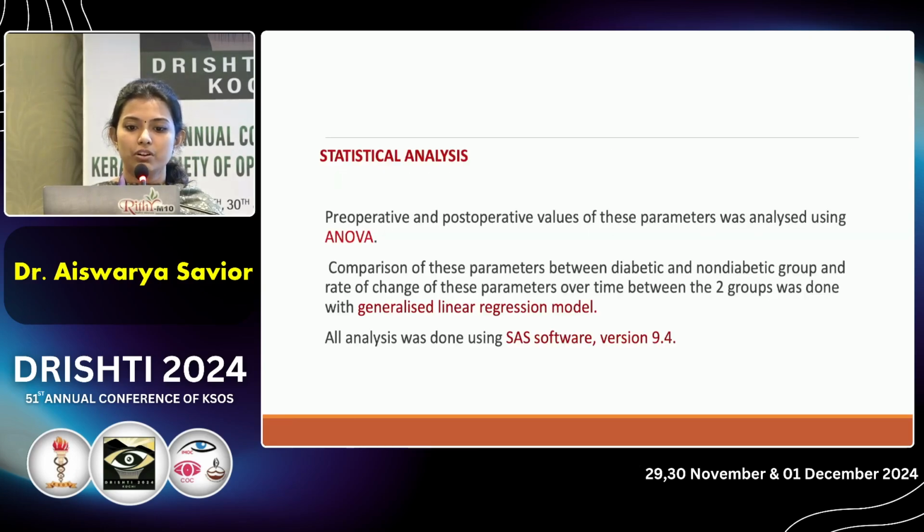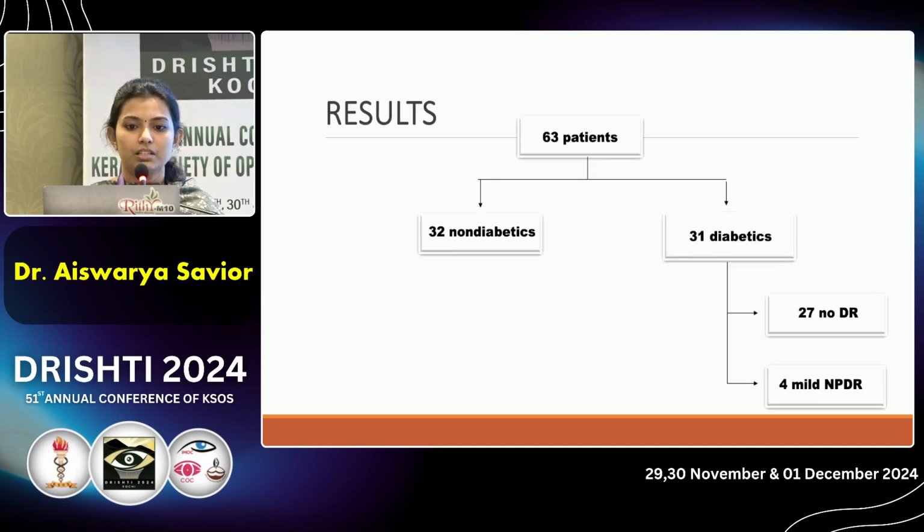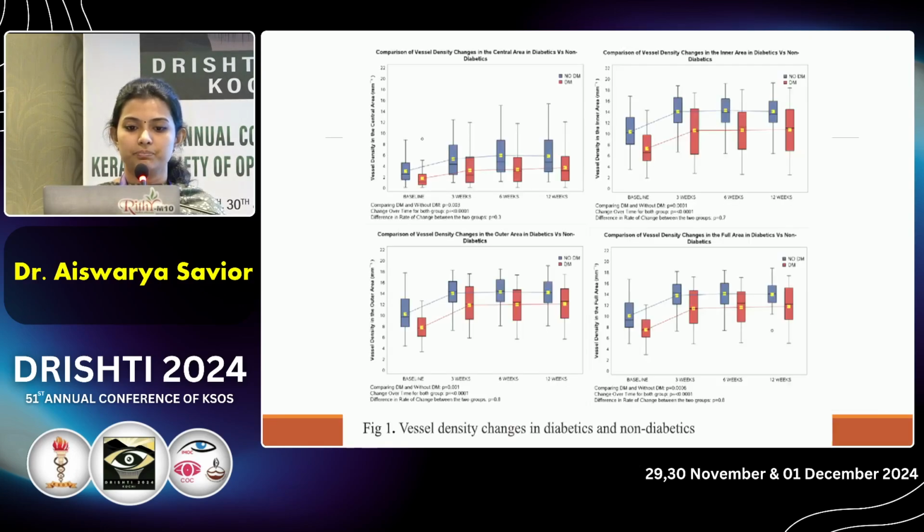The comparison of all these parameters between diabetics and non-diabetics and the rate of change of these parameters over time between the two groups was done with generalized linear regression model. A total of 63 patients were studied, and 32 were non-diabetics and 31 were diabetics. Among the diabetics, 21 had no diabetic retinopathy and 4 had mild non-proliferative diabetic retinopathy.